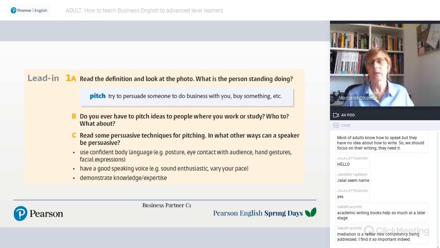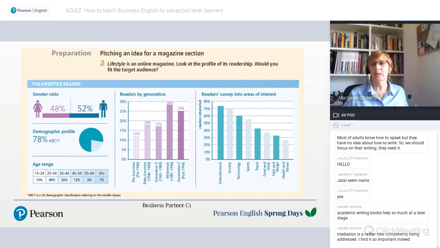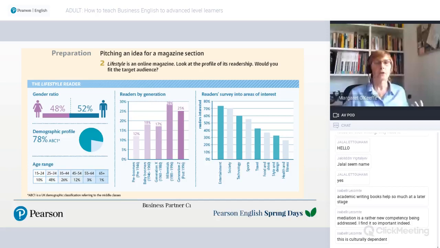So we're going to start off with a lead-in, assuming no knowledge, give them a little definition for pitch, get them to think about what some persuasive techniques might be from what they've seen or what they've used themselves. And then they're going to get a task to do to try and be persuasive in a pitch situation. In this case, they're going to get some input materials like this infographic here, which is talking about an online magazine and the readership of the magazine, a description of their readership here.